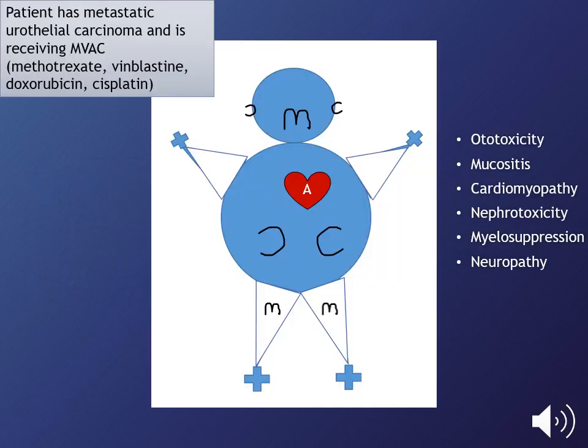So overall with MVAC, which includes methotrexate, vinblastine, doxorubicin, and cisplatin, we can see ototoxicity from the cisplatin, mucositis from methotrexate, which is an antimetabolite, and maybe also some of the other chemotherapy drugs on board, heart failure from doxorubicin, an anthracycline derivative, nephrotoxicity from cisplatin, a platinum alkylating agent, myelosuppression from chemotherapy in general, but potentially from the antimetabolite methotrexate that's in the regimen. And finally, peripheral neuropathy from the vinca alkaloid class.